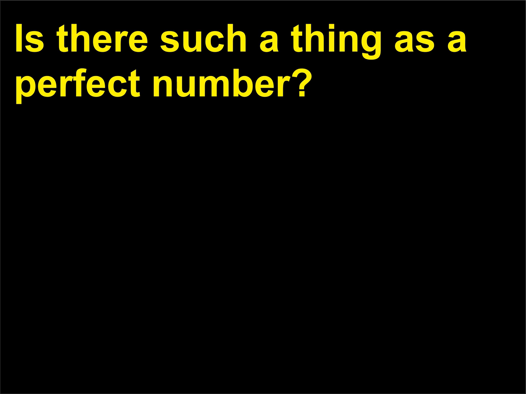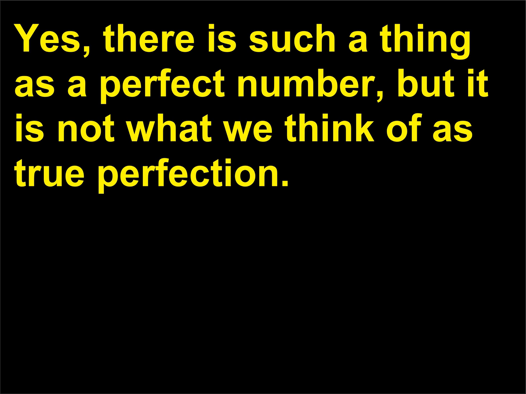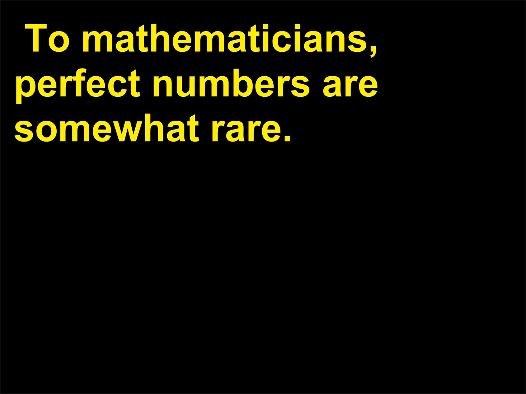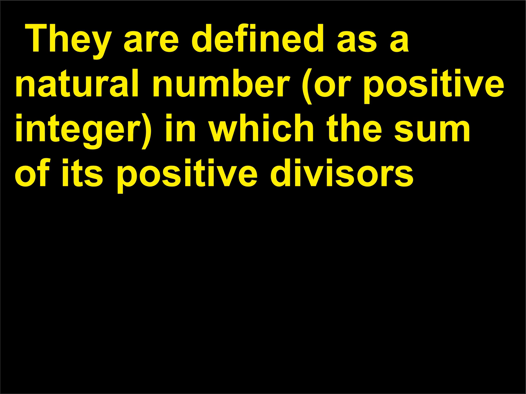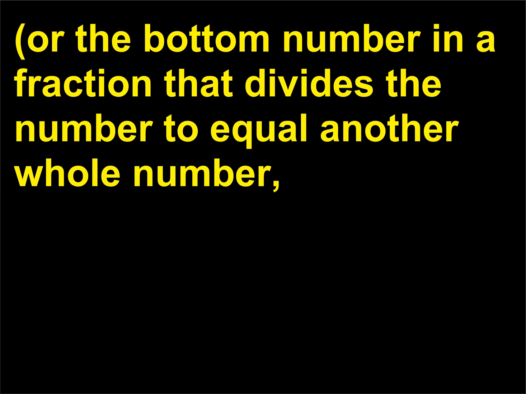Is there such a thing as a perfect number? Yes, there is such a thing as a perfect number, but it is not what we think of as true perfection. To mathematicians, perfect numbers are somewhat rare. They are defined as a natural number, or positive integer, in which the sum of its positive divisors, or the bottom number in a fraction that divides the number to equal another whole number, and includes one but not the number itself, is the number itself.